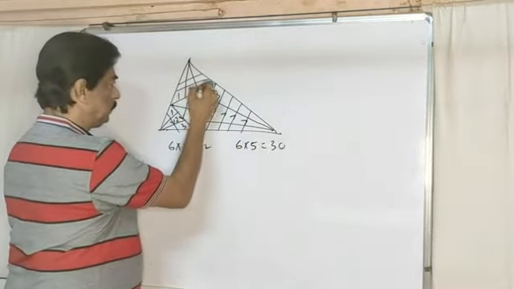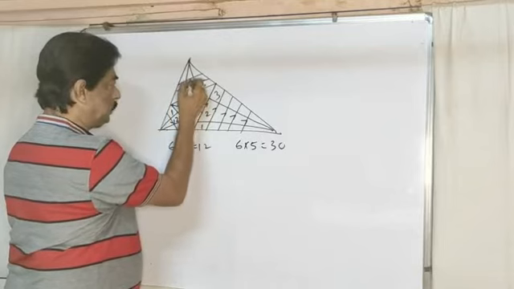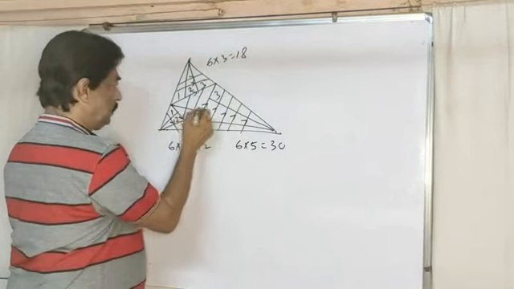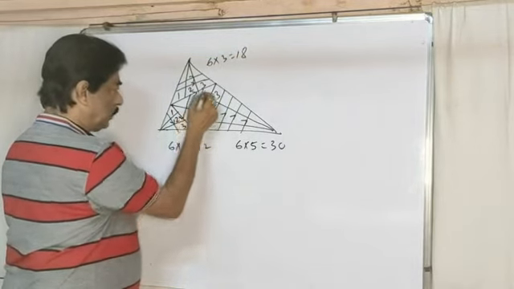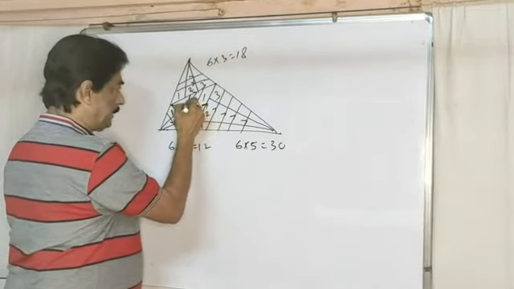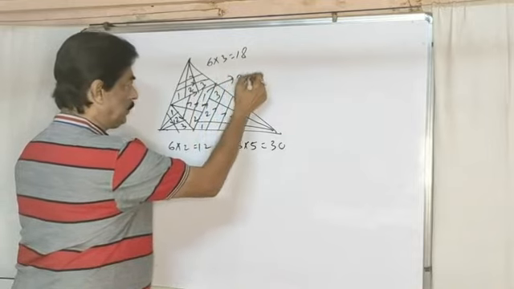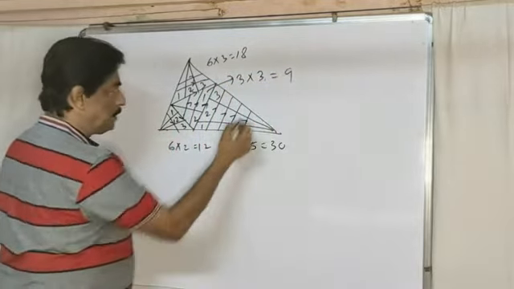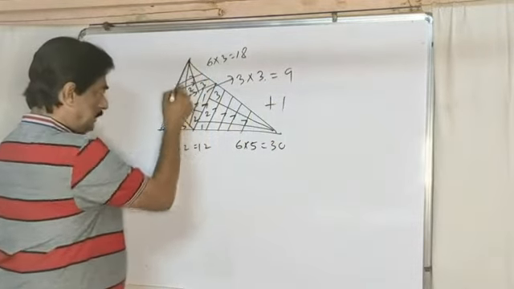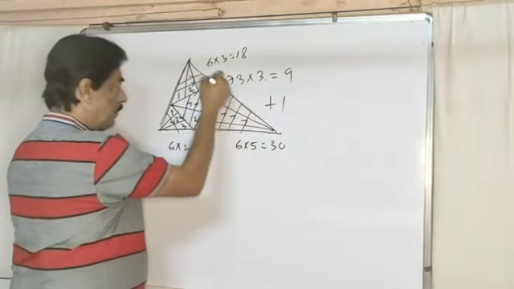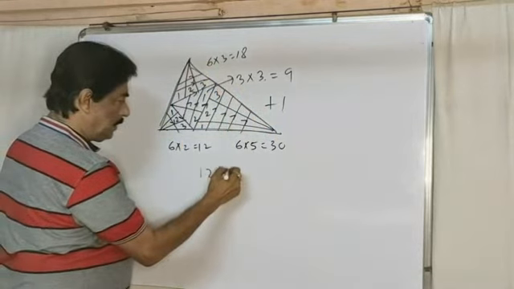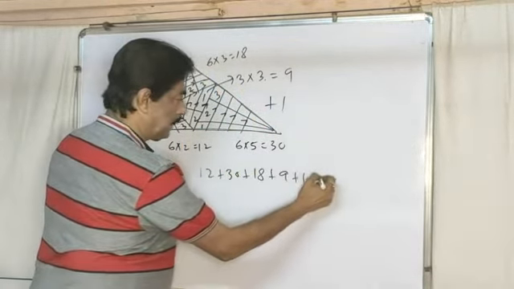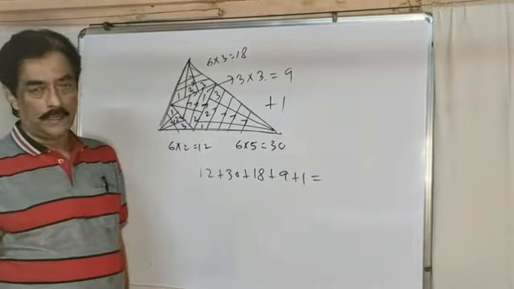1, 2, 3, 6. One line, two line, three line. 6 into 3, 18 triangles. For 1 and these are 2. So 3, 1 line, 2 line, 3 line. 3 into 3 is 9. So the total number of triangles, plus 1 is your main triangle. So the number of triangles is 12 plus 30 plus 18 plus 9 plus 1. That is your total number of triangles.